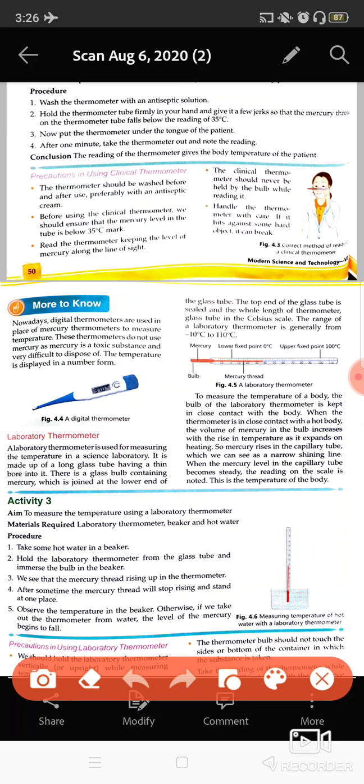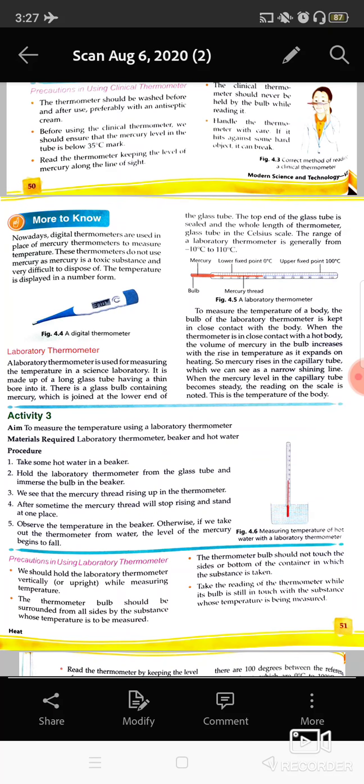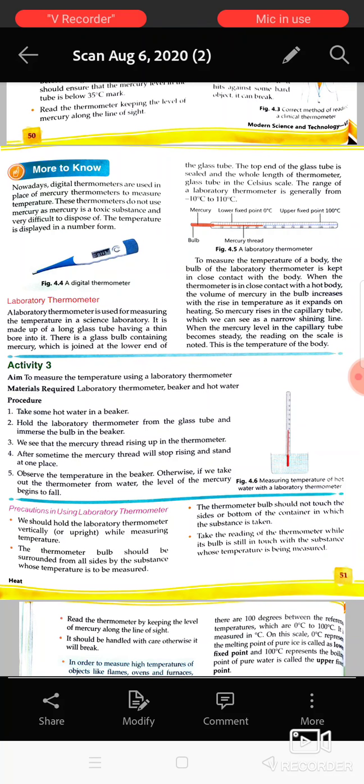And you must not hold the thermometer by the bulb. This is the bulb, because the mercury is filled here. Your body temperature varies, so if you have taken the patient's reading and then hold it from here, maybe because your temperature is low, the temperature will fall and you will get a wrong reading. So these things should be kept in mind before using any kind of thermometer.